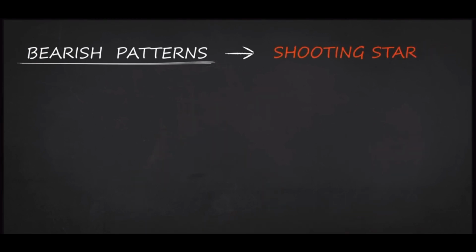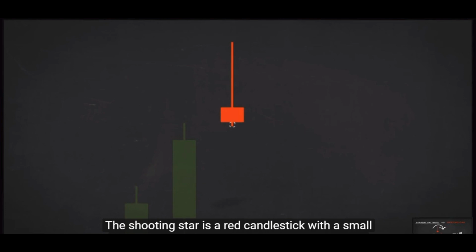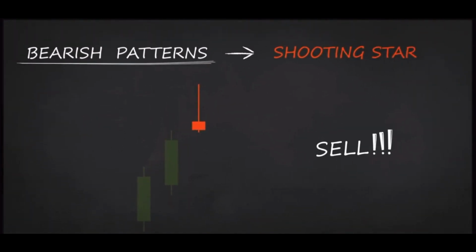Shooting star. The shooting star is a red candlestick with a small body, long upper shadow and a short lower one. When it appears at the end of an uptrend, it shows you that you can sell, since the price, which has been rising up to that point, may start falling instead.